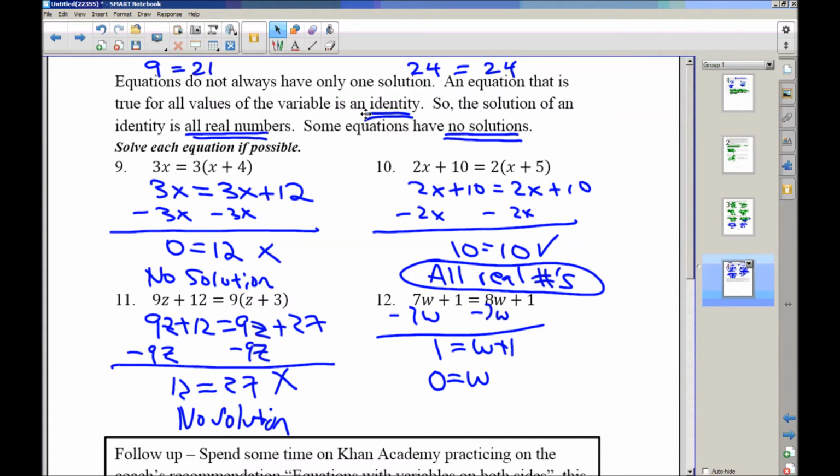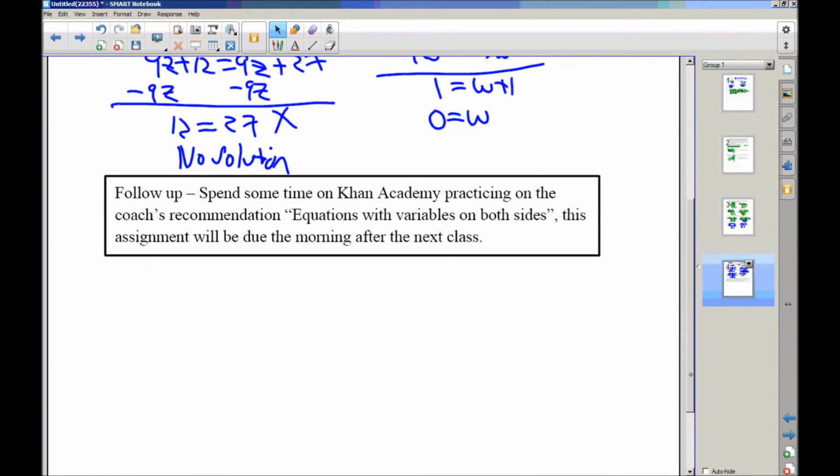All right. Now, for follow-up, you need to get on Khan Academy, and you need to start the recommended assignment, equations with variables on both sides. This assignment will be due the morning after the next class. So I'll give you today, and then some class time, and then after class you can work on it until the next morning, and then I'll get all the grades in the morning. Okay? So make sure that you get that practice. So we'll see you in class next time.